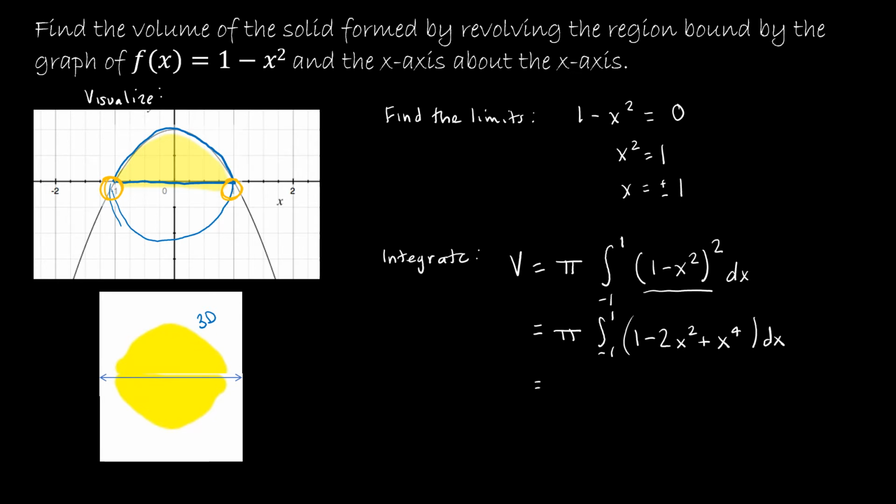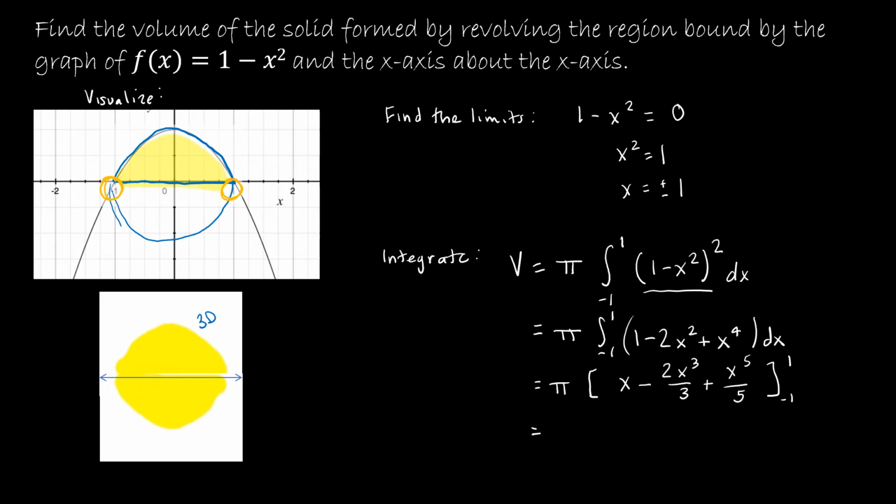Now I can integrate. So 1, using the power rule, becomes x, minus 2x squared becomes minus 2x cubed over 3, and plus x to the 4th becomes plus x to the 5th divided by 5. Again, just using that power rule, going from -1 to 1. Notice I'm choosing to keep this pi on the outside. That is your best practice there. Don't use it till you get to the end.